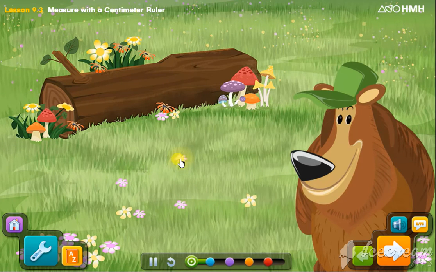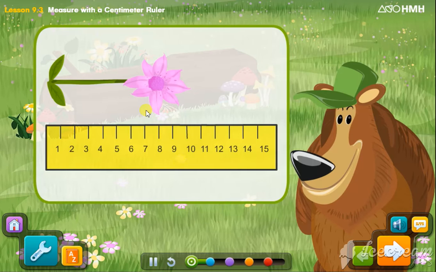Okay, so we click the pink flower so that we can know the length of the flower and how long it is using the ruler. Okay, great. So, what's the length of this flower?